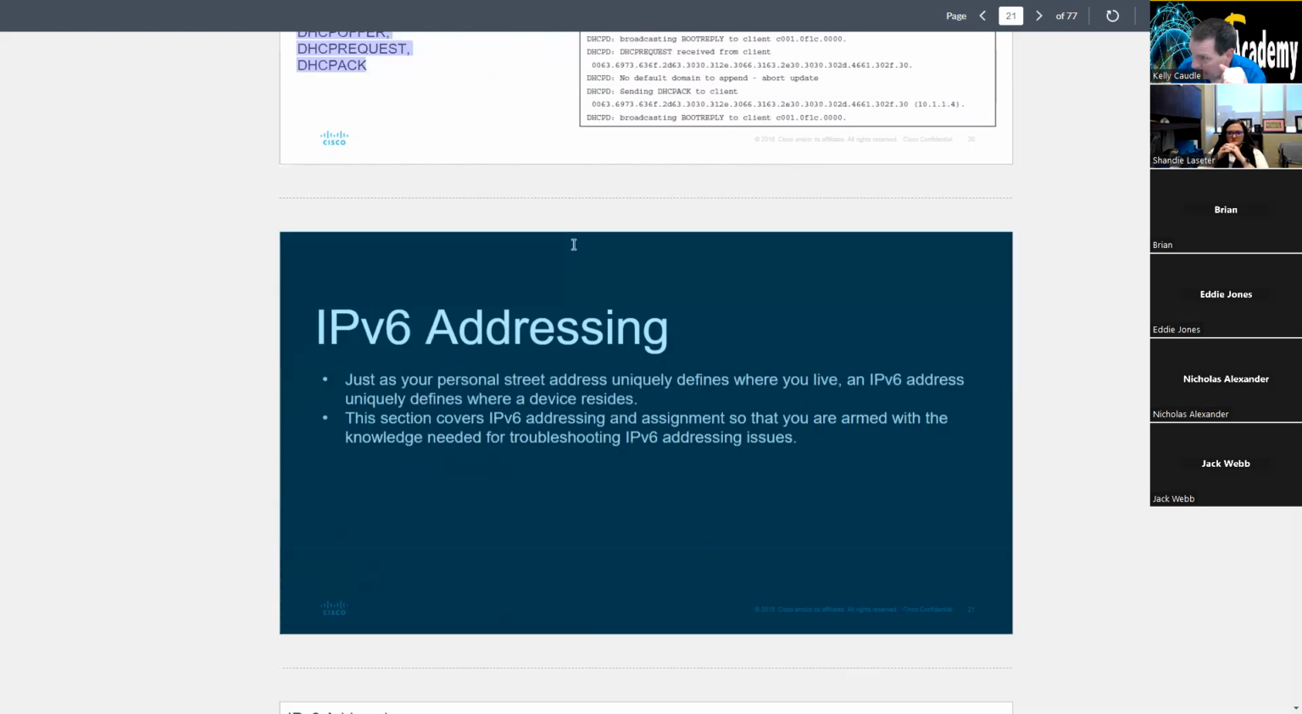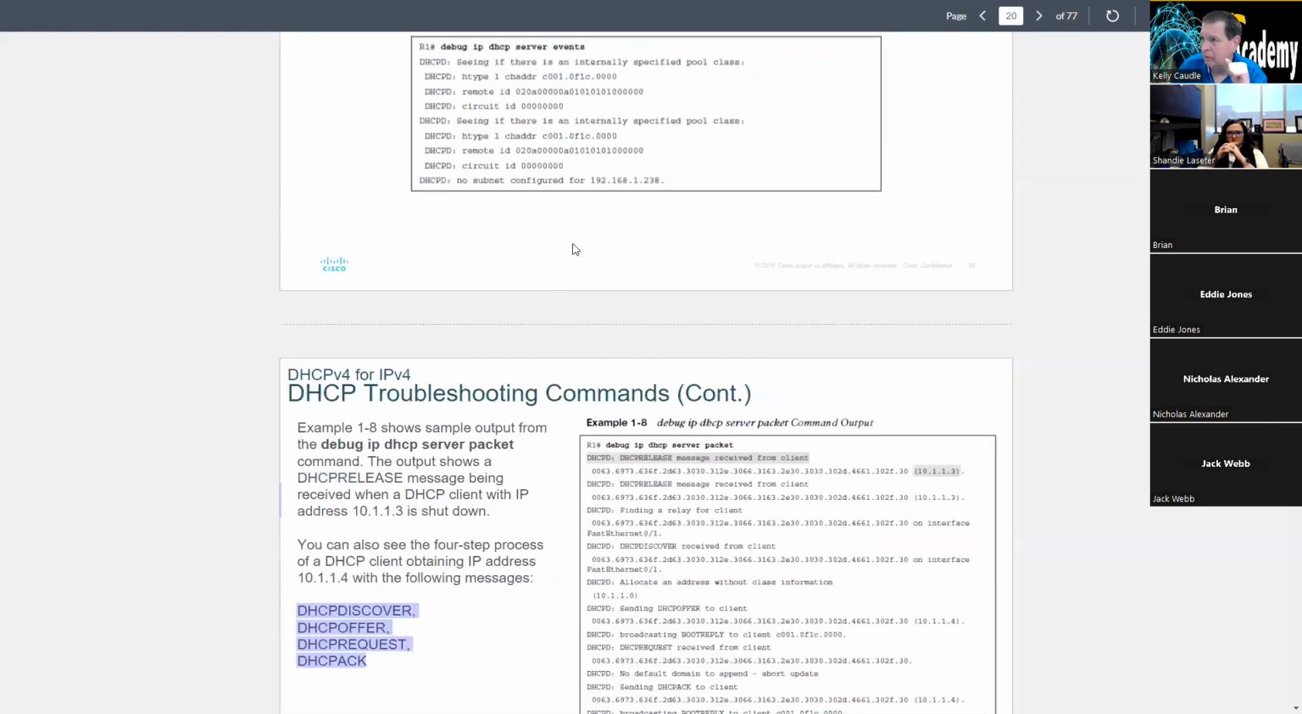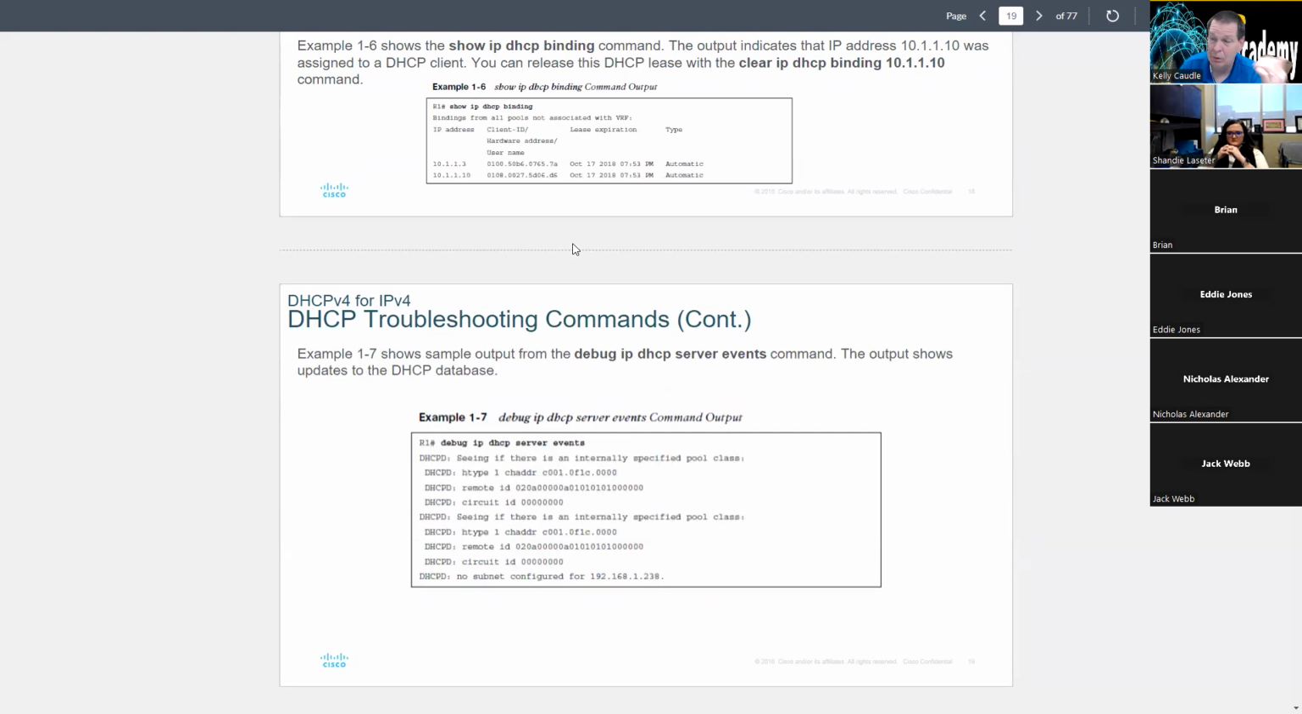Now, any questions on DHCP? It is a fundamental thing that's on all of our networks. So it's a very important thing that we understand and know how to troubleshoot.